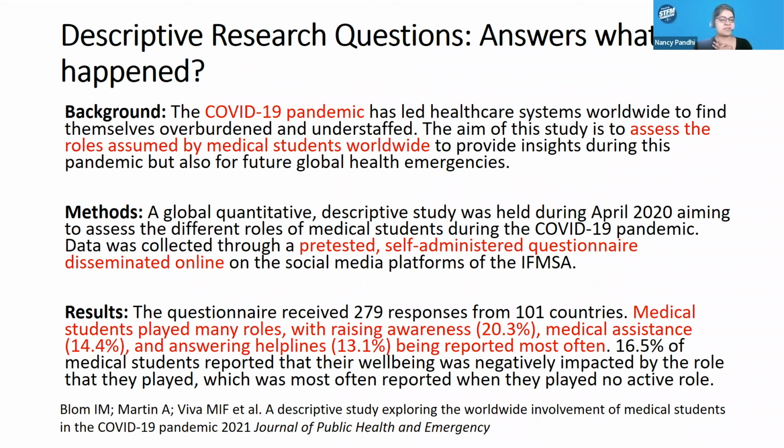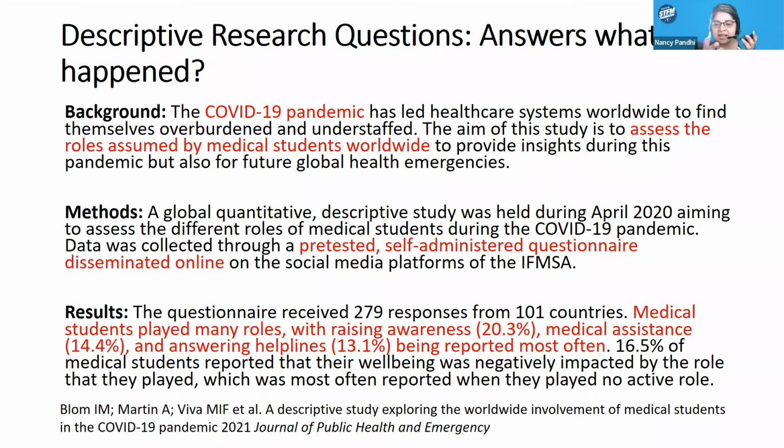So this group decided to figure out what happened with the pandemic and what kind of roles did med students have in response. So what they did was they designed a descriptive study right at the beginning of the pandemic in April. And they put this out on an online platform where they had a questionnaire, and they did some pilot work to make sure that it was pre-tested in advance. So those questions were good, they were going to get good answers.